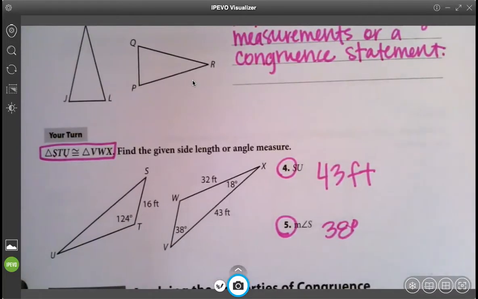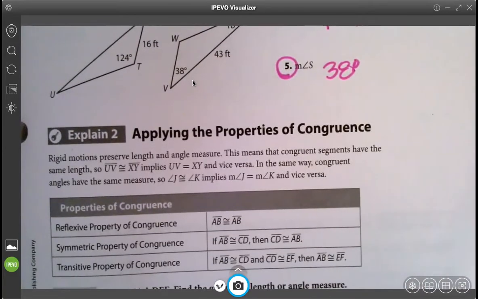So now all of this is just what? Corresponding parts of congruent figures are congruent. What does that mean? How do we kind of make sense of it? That's what we've been doing. We've been making sense of it, showing that the matching parts are going to be exactly the same. So this next little section is applying it. How do we use it?